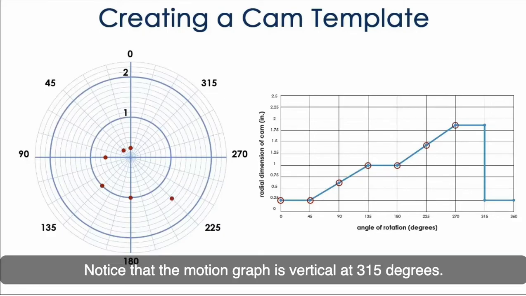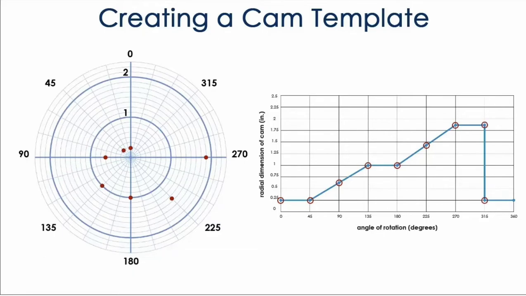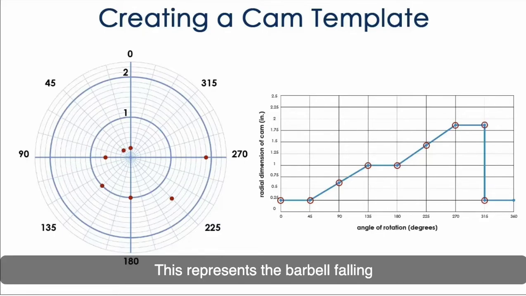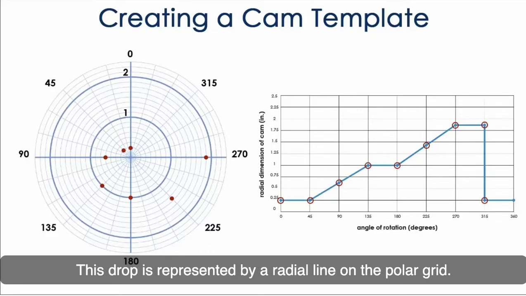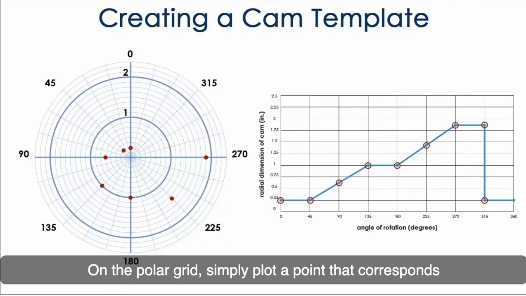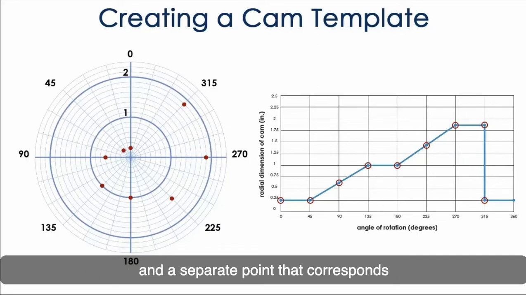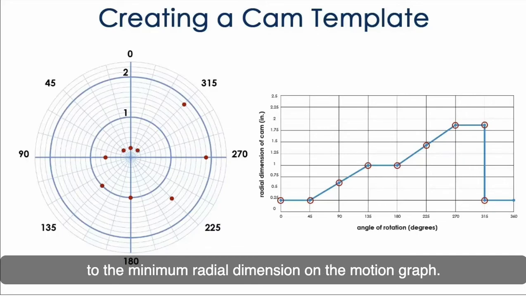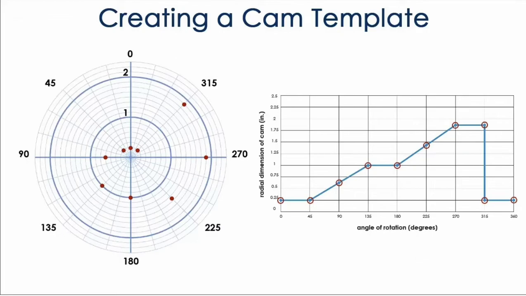Notice that the motion graph is vertical at 315 degrees. This represents the barbell falling after the weightlifter drops the bar. This drop is represented by a radial line on the polar grid. On the polar grid, simply plot a point that corresponds to the maximum radial dimension on the motion graph and a separate point that corresponds to the minimum radial dimension on the motion graph.